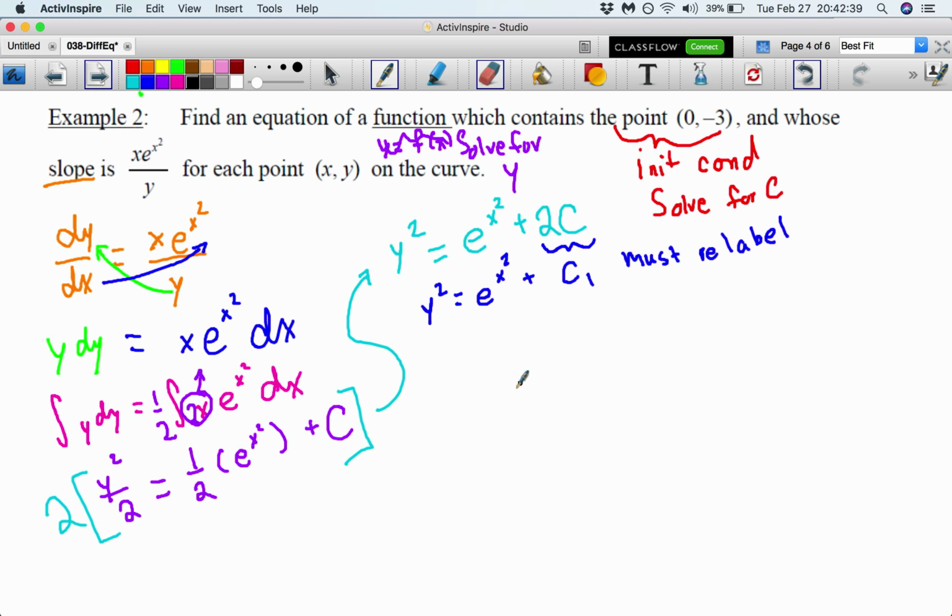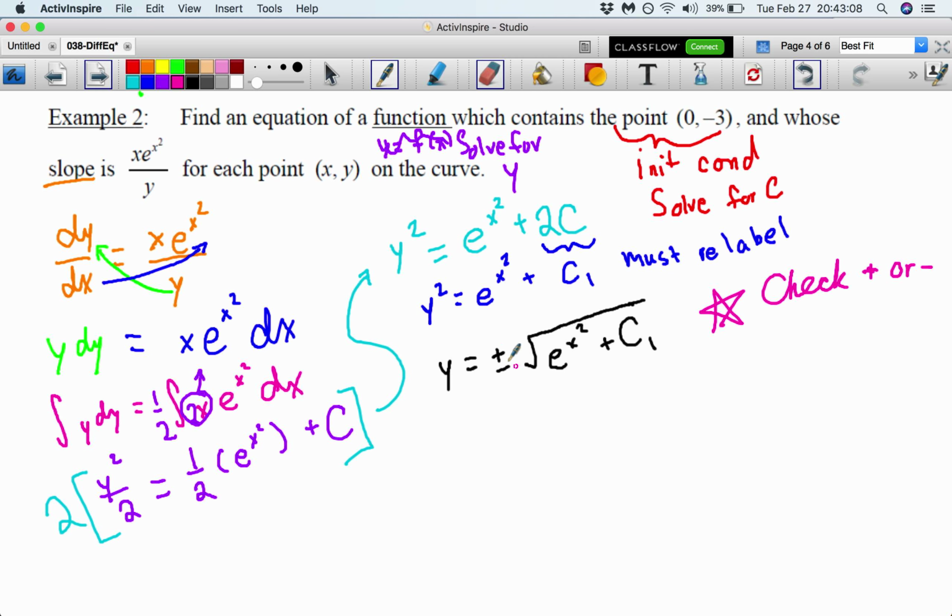And now we need to solve for y, taking the square root of both sides. Since I took the square root of both sides, I have to have a plus or a minus. Don't sleep on the plus or minus. And now, the hardest part. Check plus or minus. Not just that we have it, that's not what this means. We go back to here. Which one do I need? Do I need the positive square root? Am I getting a positive y value? Or do I need the negative square root? Am I getting a negative y value? A moment's thought shows that we don't want the positive one. We want y equals negative square root e to the x squared plus c1.